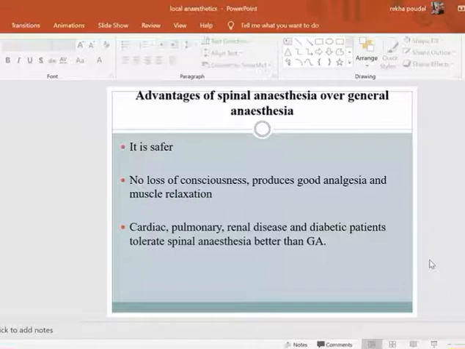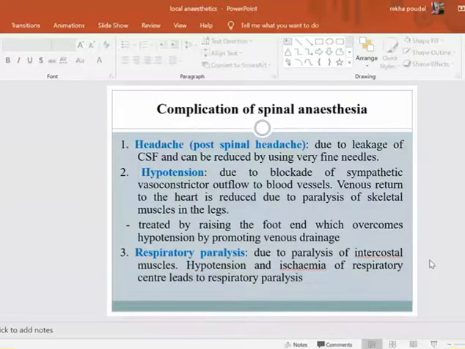Now, what are the complications of spinal anesthesia? The most common complication or adverse effect of spinal anesthesia is the post-spinal headache. About 90% of patients having spinal anesthesia will complain of headache, which is known as post-spinal headache. This headache is due to leakage of cerebrospinal fluid, and it can be reduced by using very fine needles.